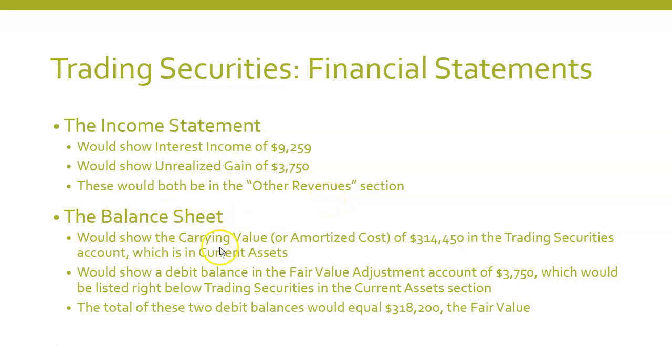The balance sheet, we would show the carrying value of the $314,450 in the trading securities account, which is in current assets. And we would also show that debit value of the fair value adjustment account of $37.50, which would be listed right below trading securities in the current asset section. The total of these two debit balances would equal $318,200, which is the fair market value.